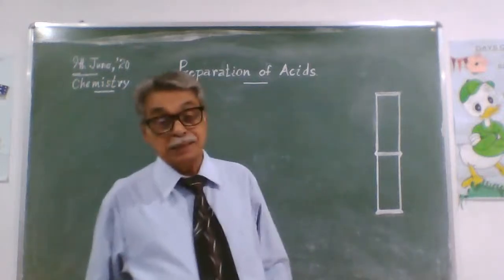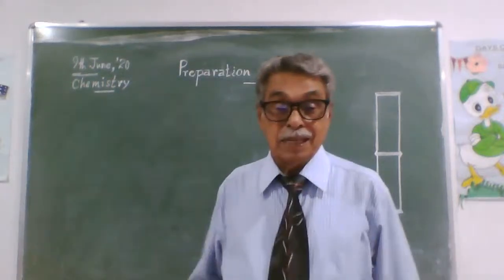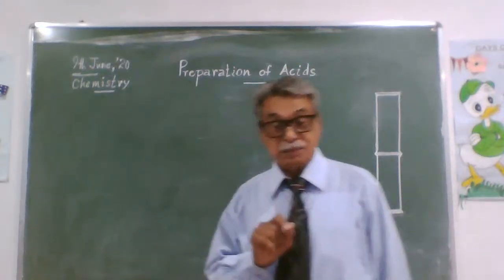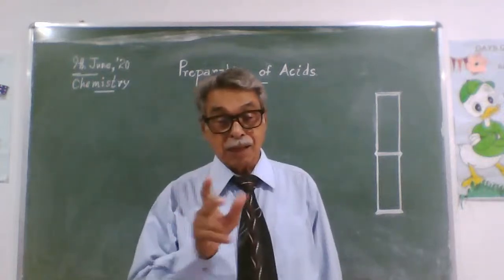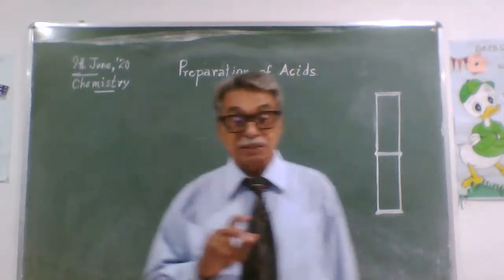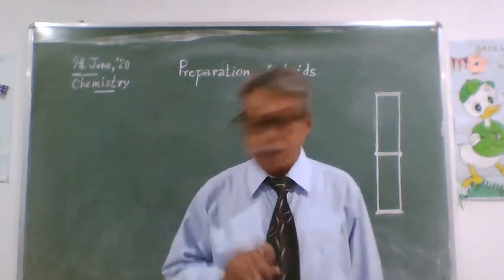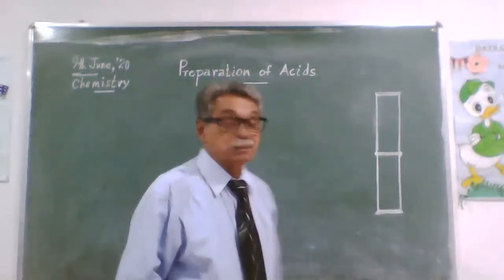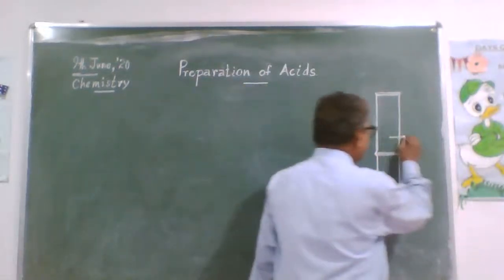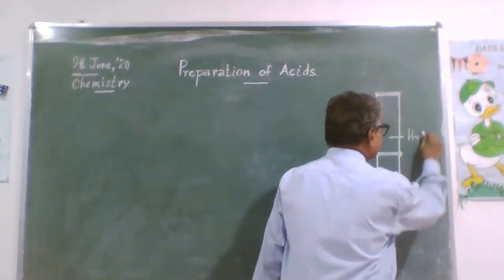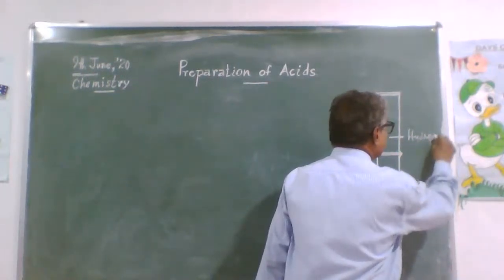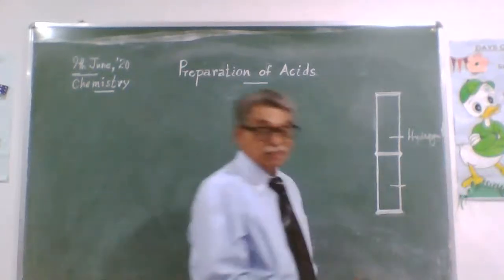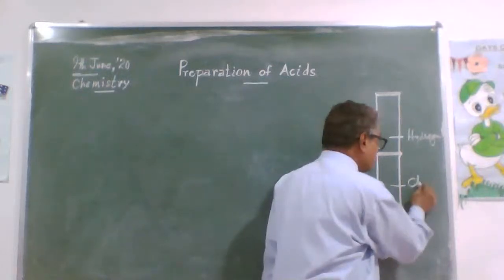Acids are prepared in several ways. The easiest is to combine hydrogen with another nonmetal under suitable conditions. Hydrogen is in one jar, and another suitable nonmetal, say chlorine.